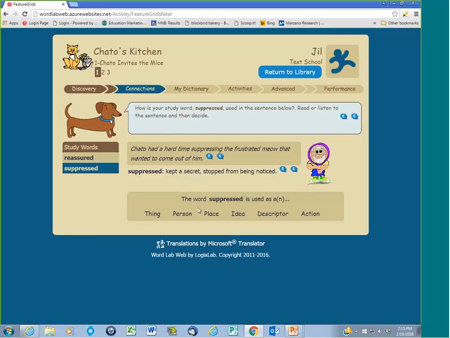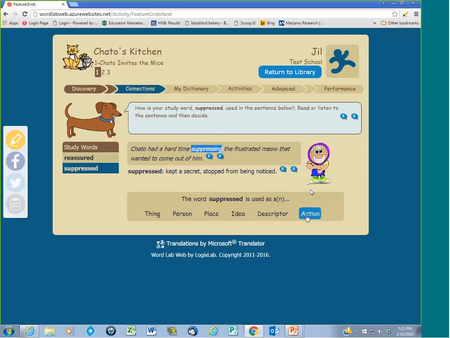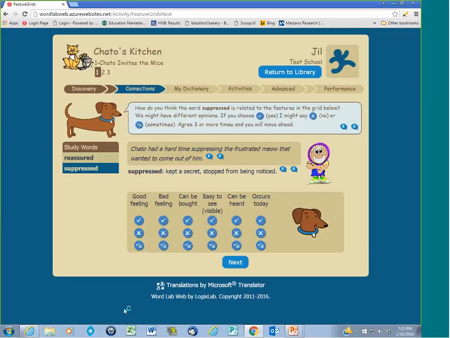I like this picture to go with suppress, which means keeping a secret. Looks like he's hiding behind his tennis racket. And how is suppress being used in the sentence? I'm going to say it's an action. I got it right the first time. This time, suppressed, is that a good feeling, keeping a secret? I'm going to say yes.